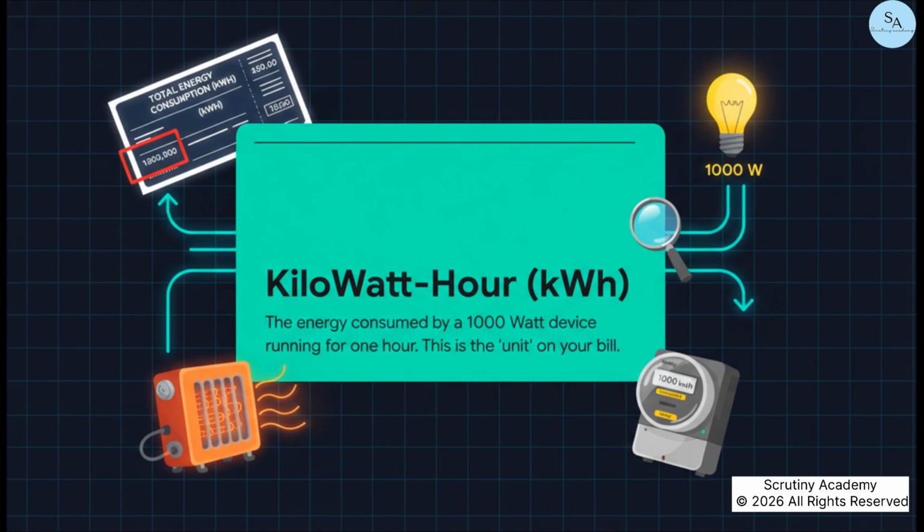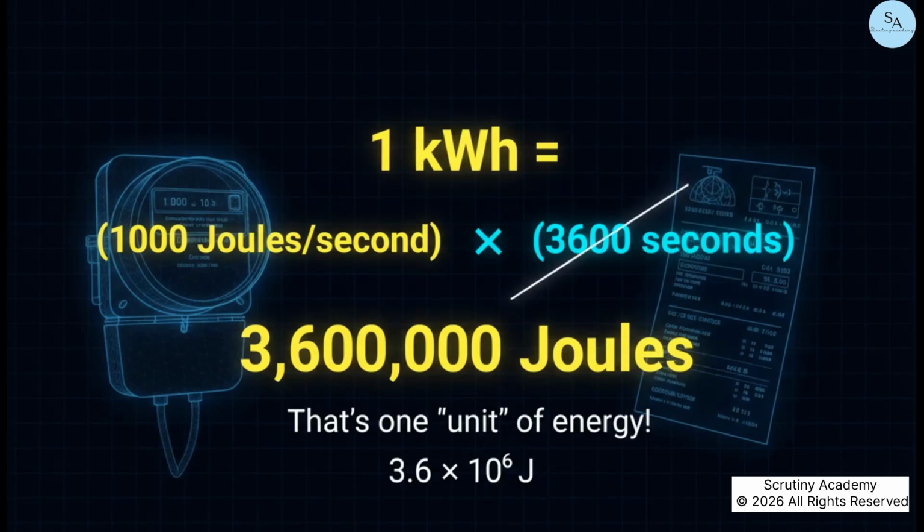It's simply the total amount of energy you use when you run a 1,000 watt appliance, like a powerful hair dryer or a small heater, for 1 full hour. So how much energy is that in normal physics units? Let's do the math. 1 kilowatt is just 1,000 watts, which means 1,000 joules per second. And 1 hour is 3,600 seconds. You multiply them together, and you get 3.6 million joules. That's a huge number, right? That's how much energy is in every single unit the power company charges you for.